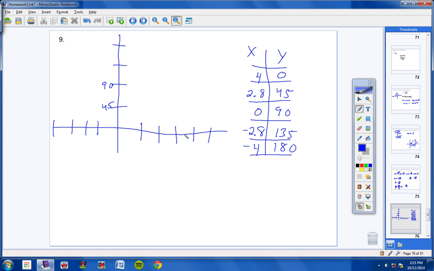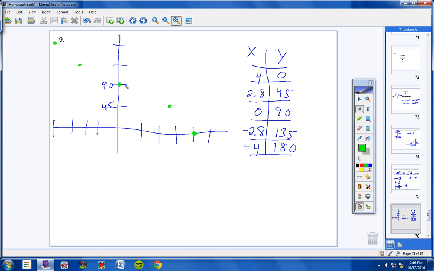Okay, so at 4 we're at 0. At 2.8 we're at 45. At 0, we're at 90. At negative 2.8, we're at 135, so up here. And then at negative 4, we're up to 180 right here.